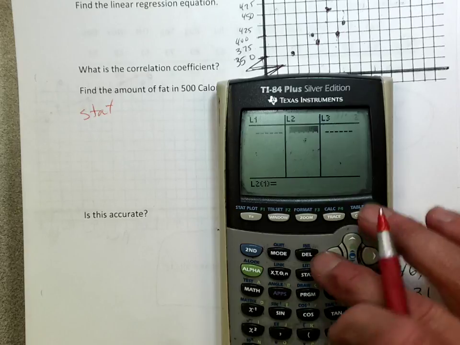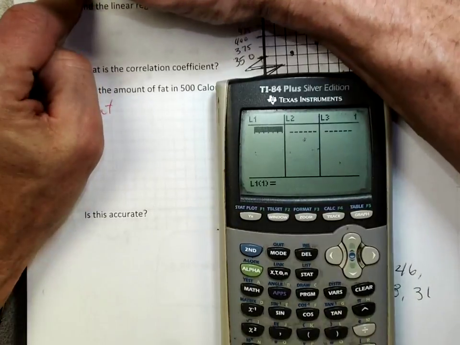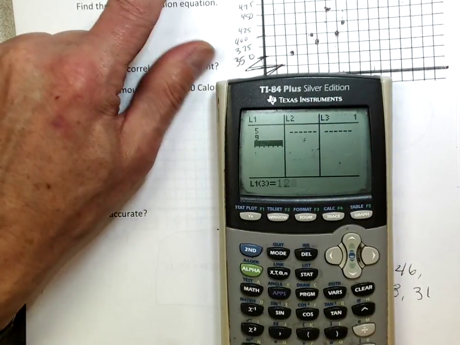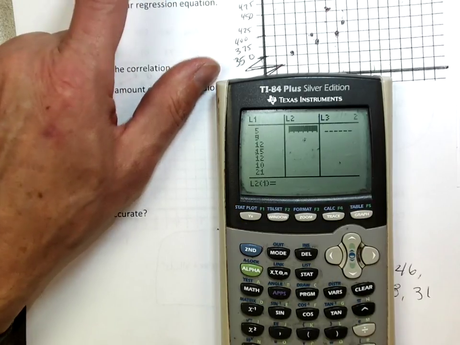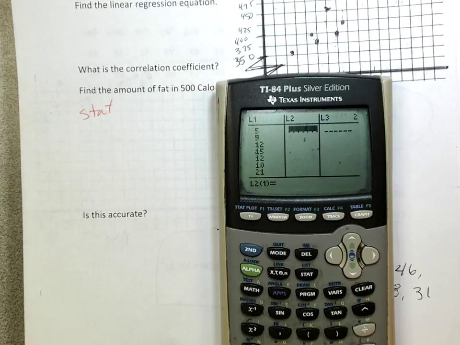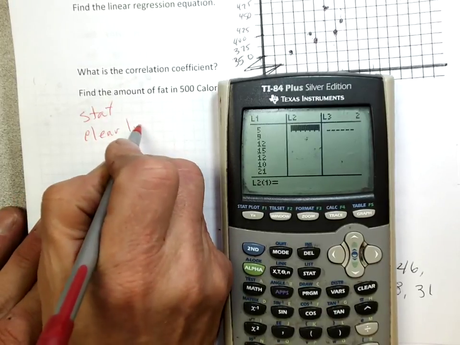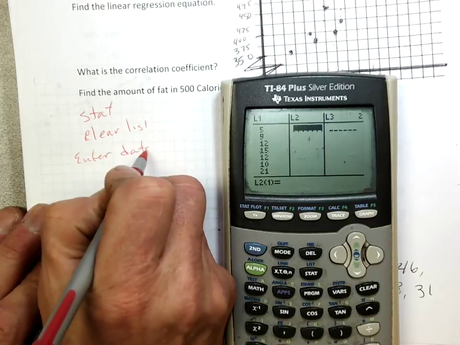Okay. Let's put our data in. List 1, I'll let it be fat, and calories can be list 2. So go 5, 9, 12, 15, 12, 10, 21, 14, okay? So go ahead and put in list 1. Angel, just stretching? Yeah. Okay. List 2, so I cleared my list. Now I'm going to enter data. That's what I just did.